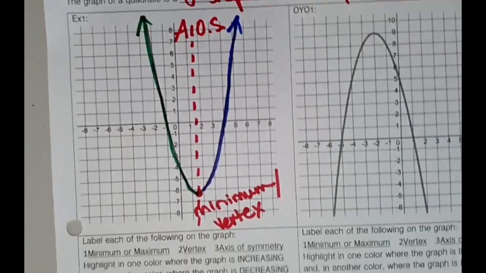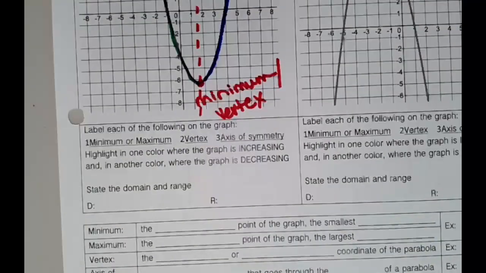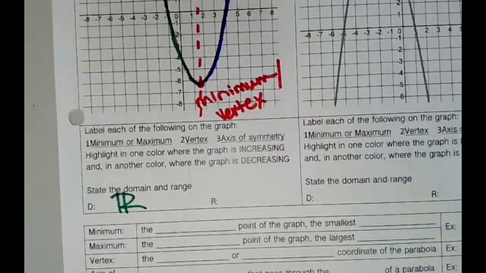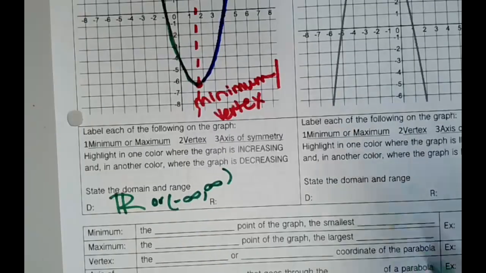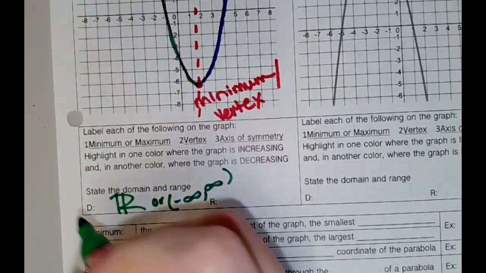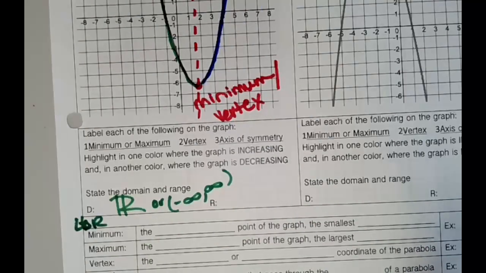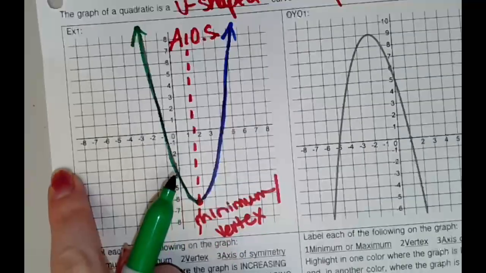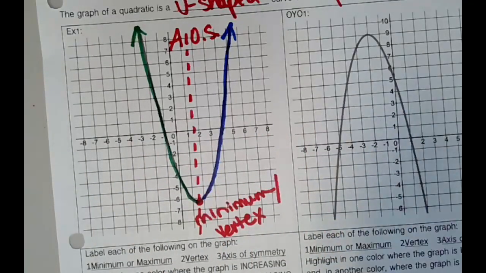Now we're going to state the domain and the range at the bottom, so we're going to write it right here. Domain of any parabola will be all real numbers, which is also written as negative infinity to positive infinity. Do keep in mind that domain must be left to right. Negative infinity is the negative x-axis, positive infinity comes from the positive x-axis.